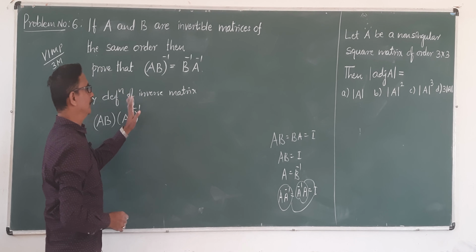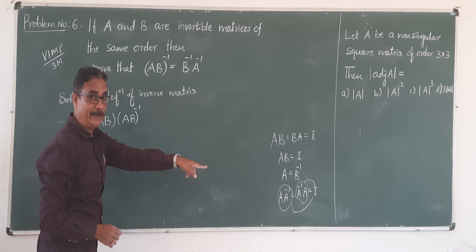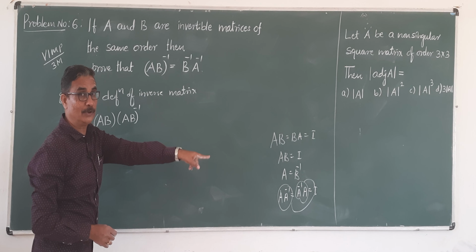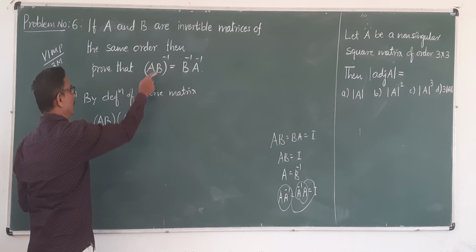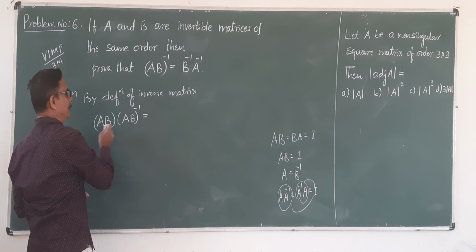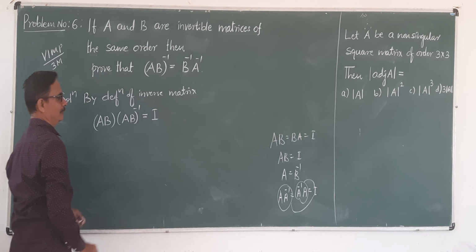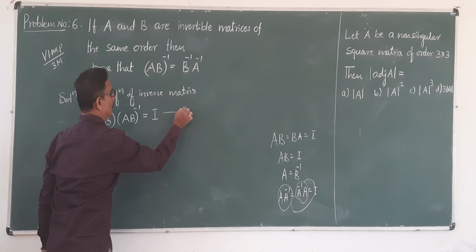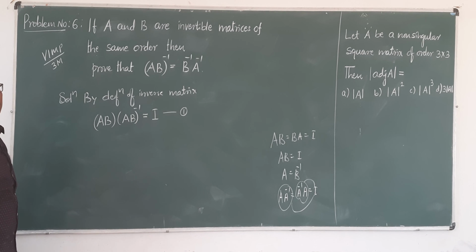Right? So by definition of inverse matrix, A into A inverse, that is same as A inverse into A, is equal to I. What is A? AB into AB inverse is same as AB inverse into AB is equal to I. Right? Equation 1. Now to prove that AB whole inverse.